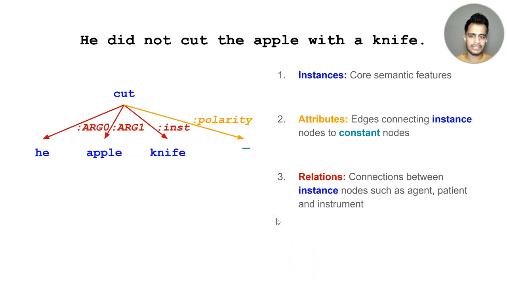The third and last set of components are called relations. These are the edges between instances. In this example, he is connected to cut via the edge arg0, which basically means that he is the agent of the verb cut. Similarly, apple is the patient of the verb cut and knife is the instrument for the verb cut.